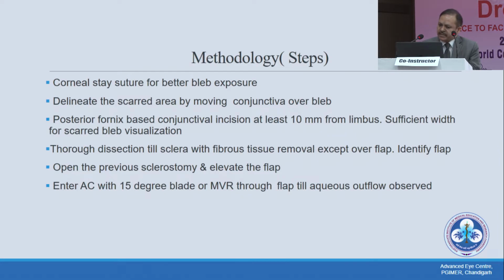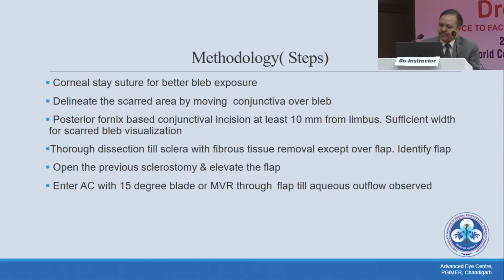Thorough dissection till sclera is done, with episcleral fibrous and scleral fibrous tissue removed across the surrounding Bleph, and then a limited part of the posterior part of the Bleph, that is the posterior half of the sclerostomy site, is opened up.